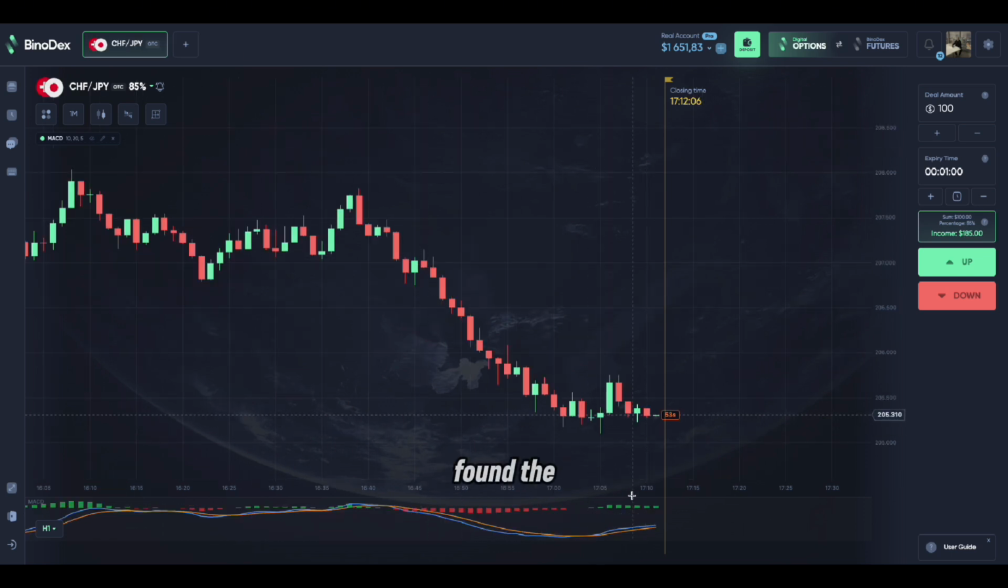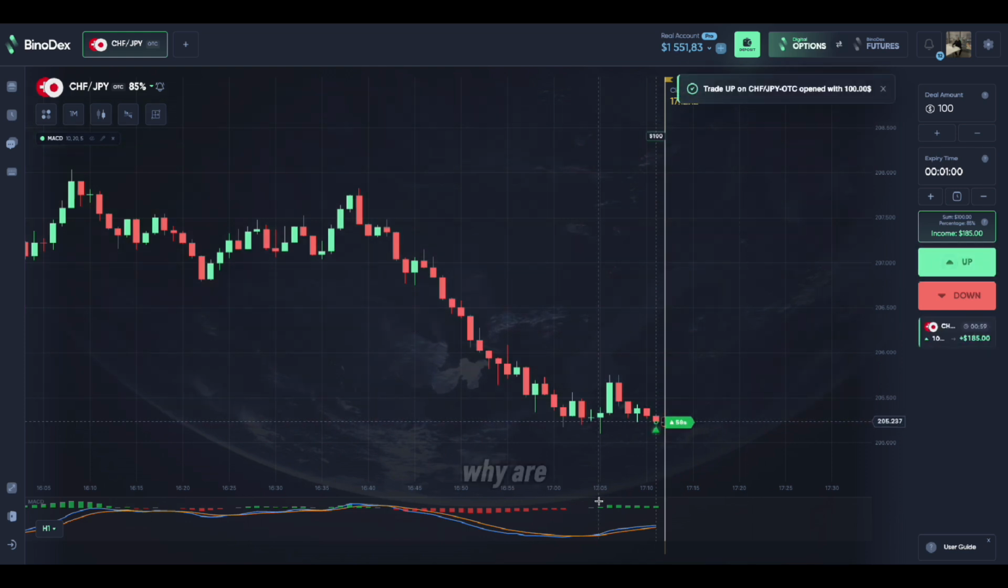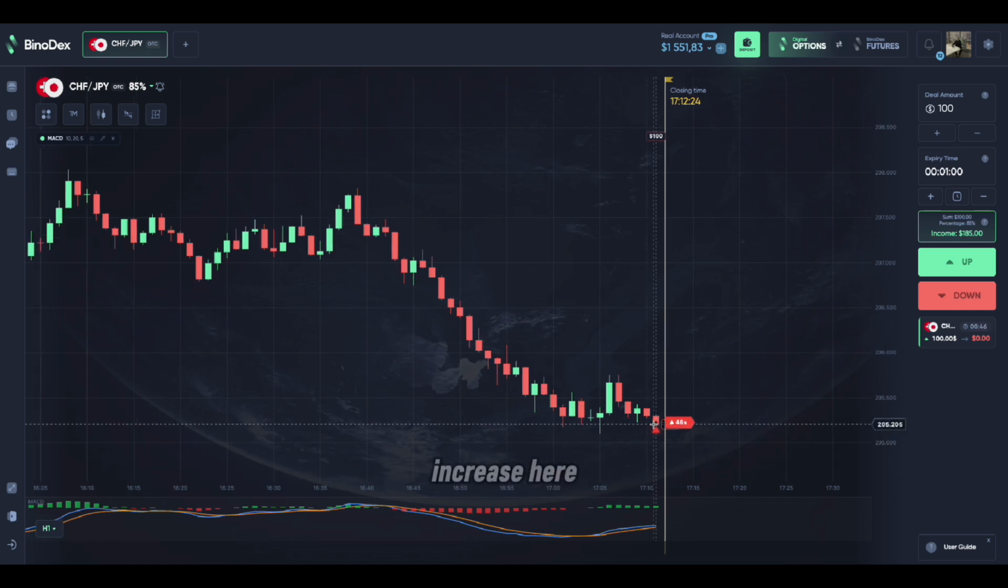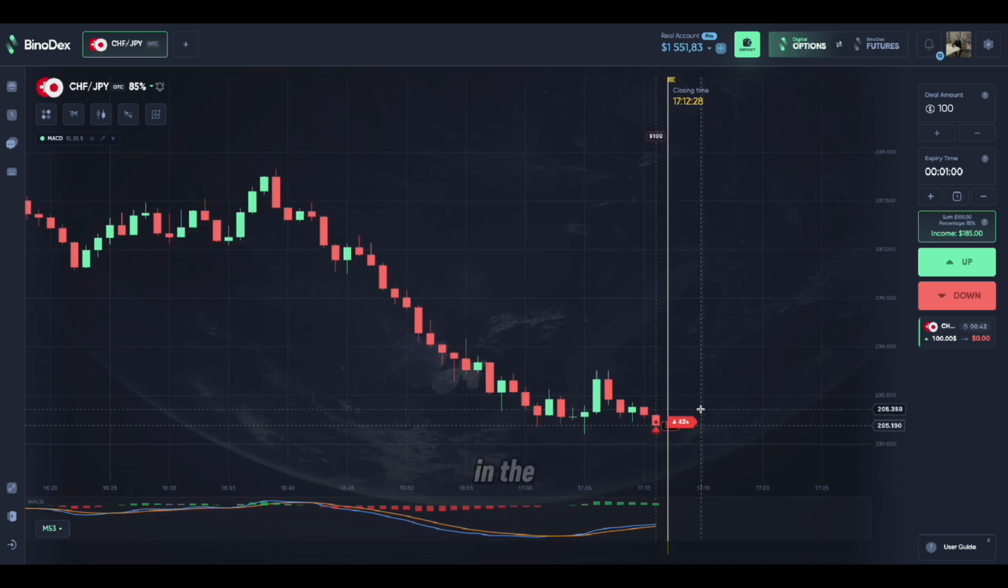So, I found the next opportunity to open our final trade. We open a 1-minute trade for an increase. Why are we opening a trade here? Because we see the intersection of these two lines, and there are already more than 3 or 4 green bars clearly starting to appear. That's why we can confidently open a trade for an increase here. Let's see exactly how this trade works out for us in the very end.